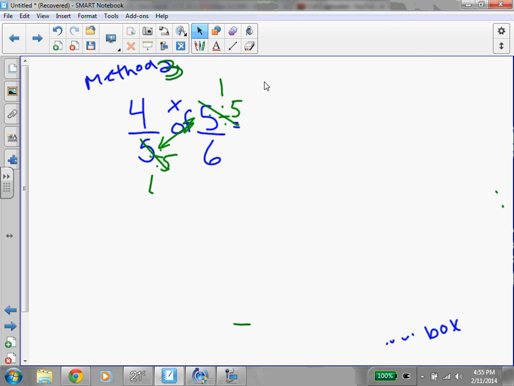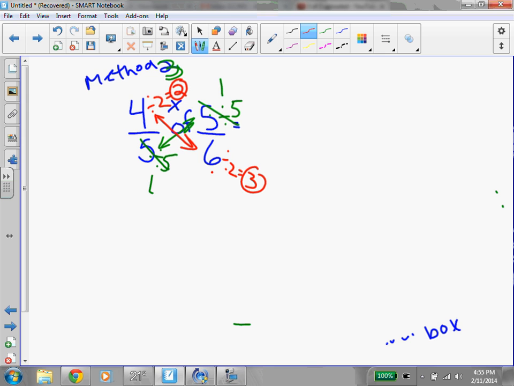Is there a way I can cross simplify with the numerator of the fraction on the left and the numerator of the fraction on the right? Yes. What can be divided into 4 and into 6? Well, 2 can. 4 divided by 2 equals 2. And 6 divided by 2 equals 3. So now I have 2 times 1 equals 2. And 1 times 3 equals 3. So again, she used 2/3 of the lace to make the dress.